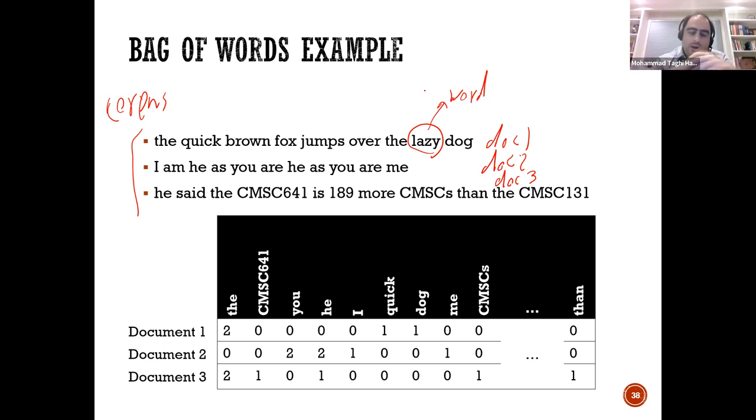Good. Now we will write all the words, and say how many times they appear. So document one had two da, zero of this one, and zero u, and one quick, one dog set. Document two has two u, two he, one I, and so on and so forth. And document three has this one. So this is how we can represent it.